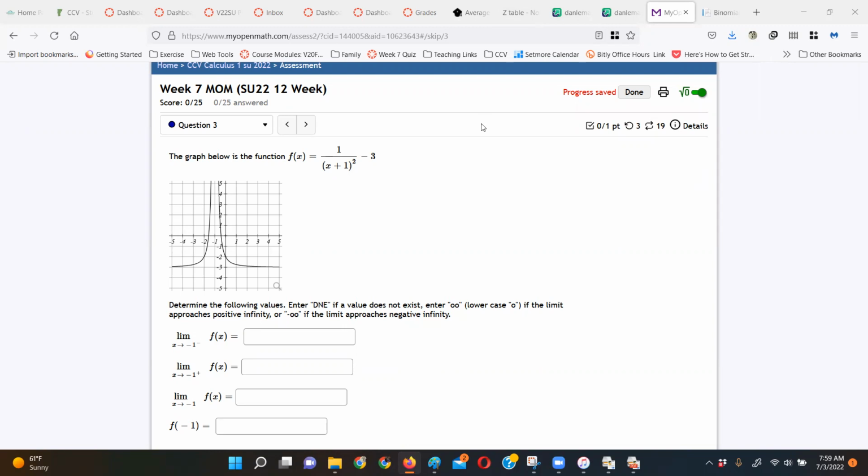So, all right, here, let me get my board going. And this one doesn't have a video. So question number 3. They gave me the graph of this reciprocal function that's shifted down 3, okay?